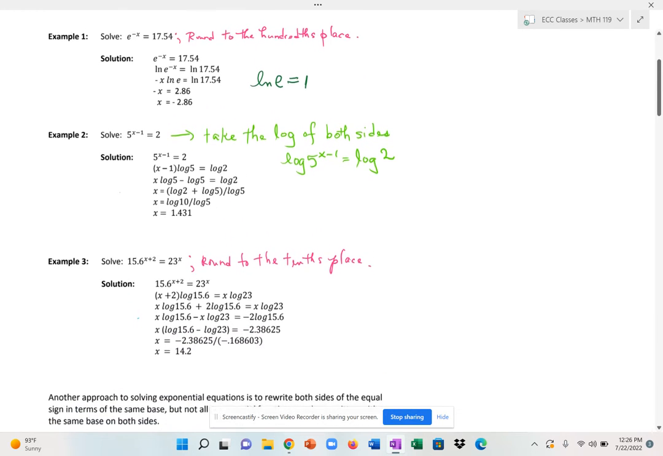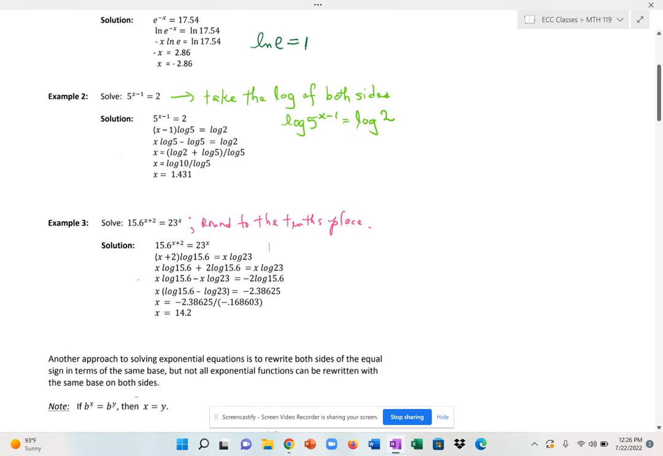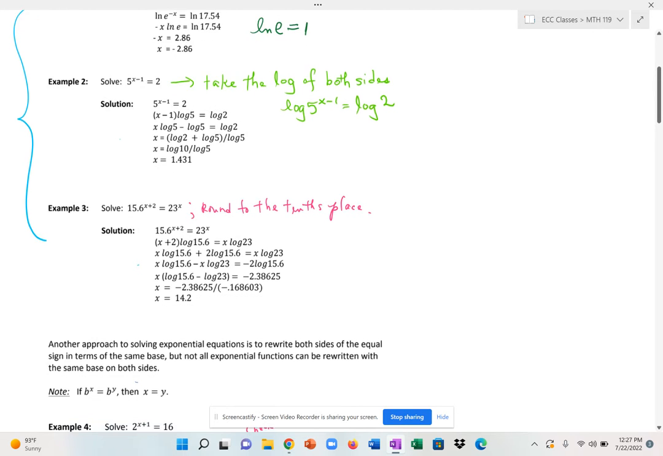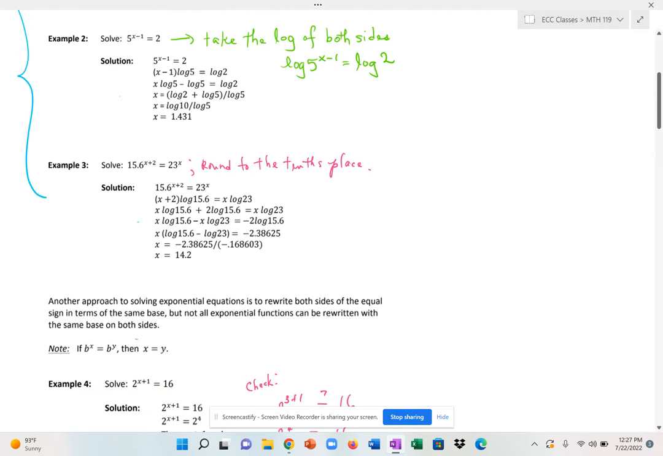Okay, so that's one technique, which is to take either the common log or the natural log of both sides of the equation. Another approach to solving exponential equations is to rewrite both sides of the equal sign in terms of the same base. Not all equations can be done that way. We definitely could not have done any of these with this second technique, but some can. And so if you can rewrite both sides of the equation in terms of the same base, then you can ignore the bases and just solve what's left in the exponents.